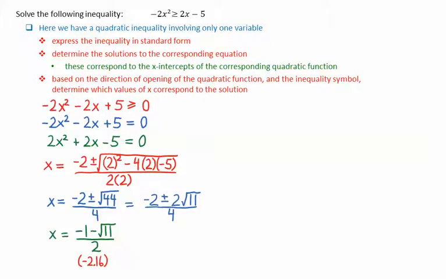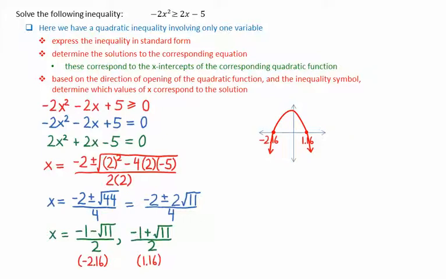This corresponds to approximately -2.16, and then we also have -1 plus root 11 over 2. This corresponds to approximately 1.16. Looking at the function now, we have x-intercepts at approximately -2.16 and 1.16. The parabola opens downwards since the value of a is -2.